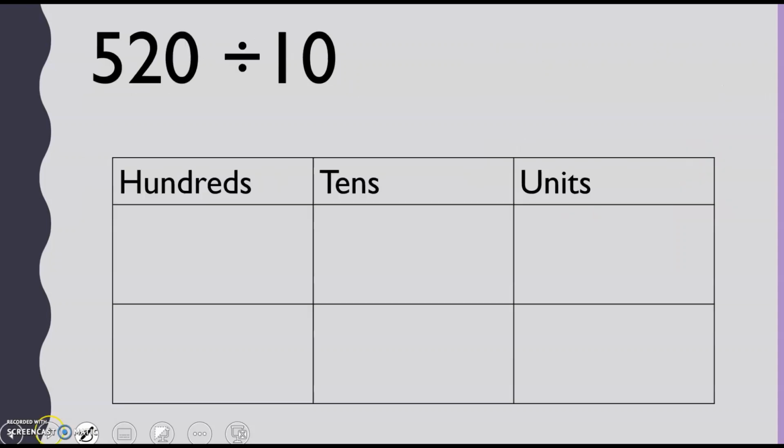490,000 as my answer. Our opposite of timesing is dividing.